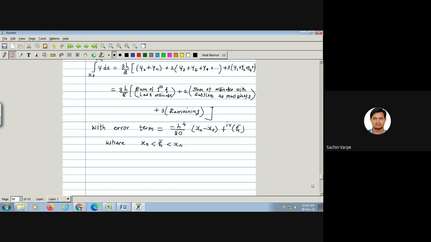With the error term minus h raised to 4 by 80 times xn minus x0 times the fourth derivative of the function at zeta bar, where zeta bar varies from x0 to xn. So let us have one example on Simpson's 3/8 rule also.